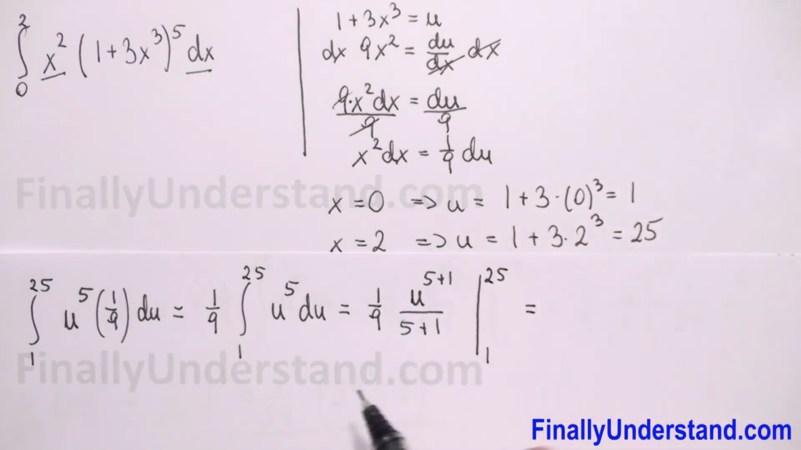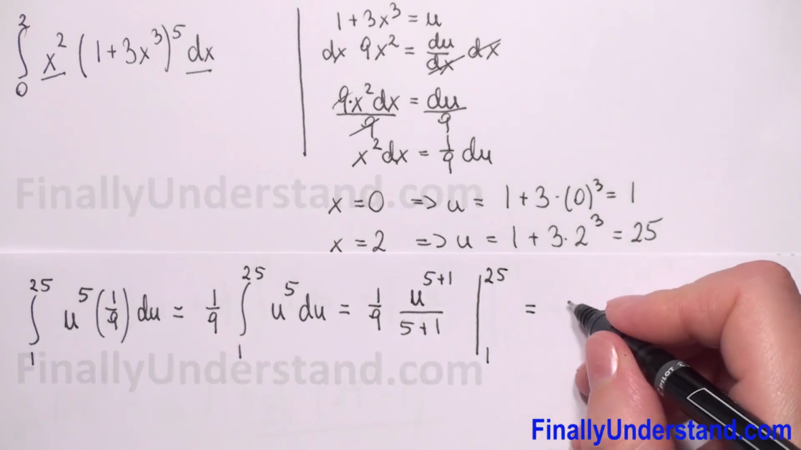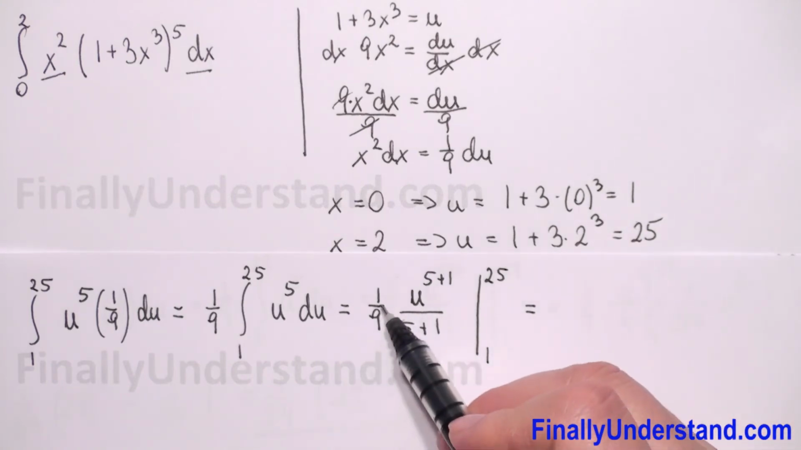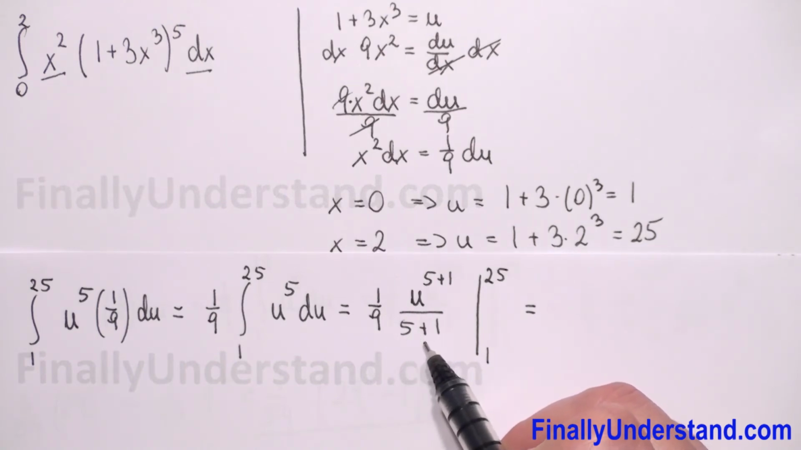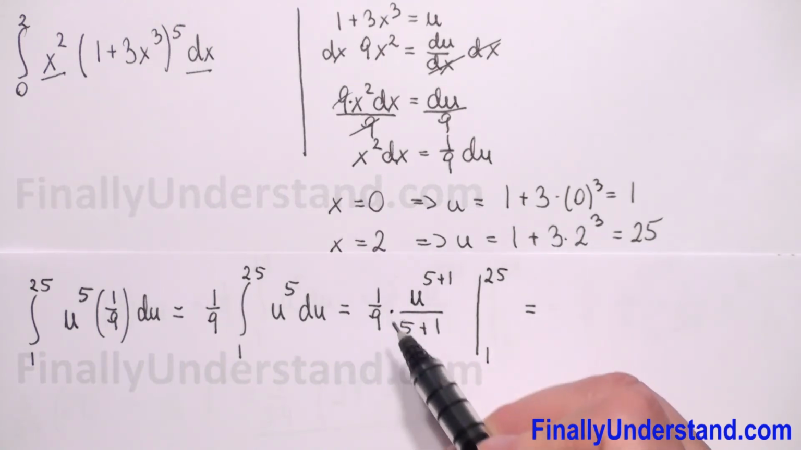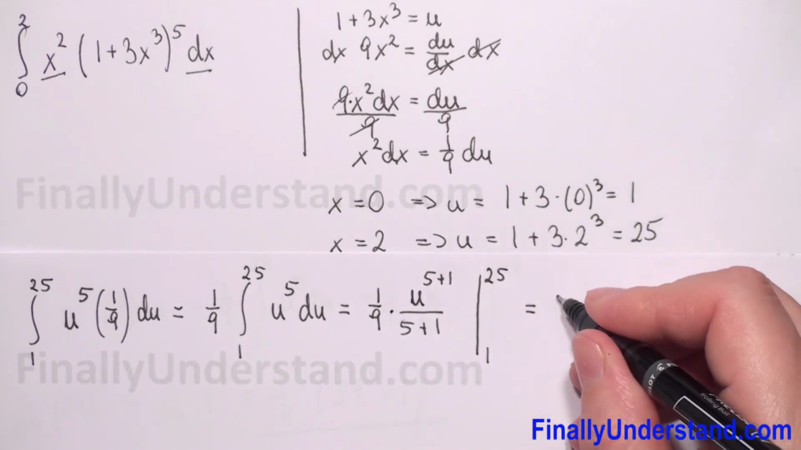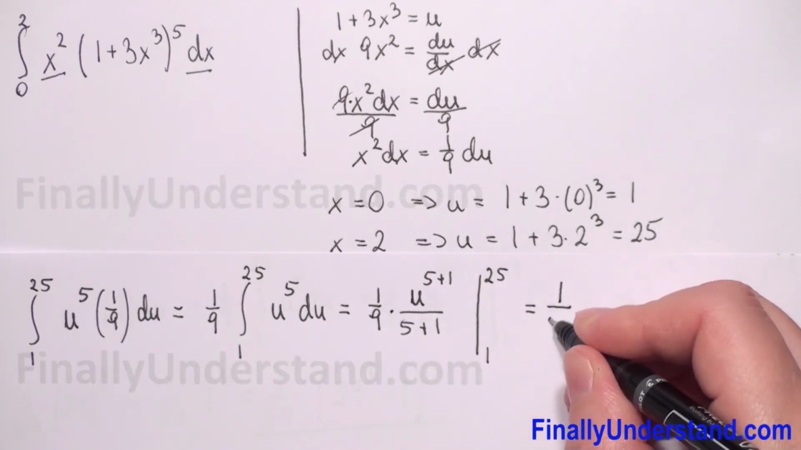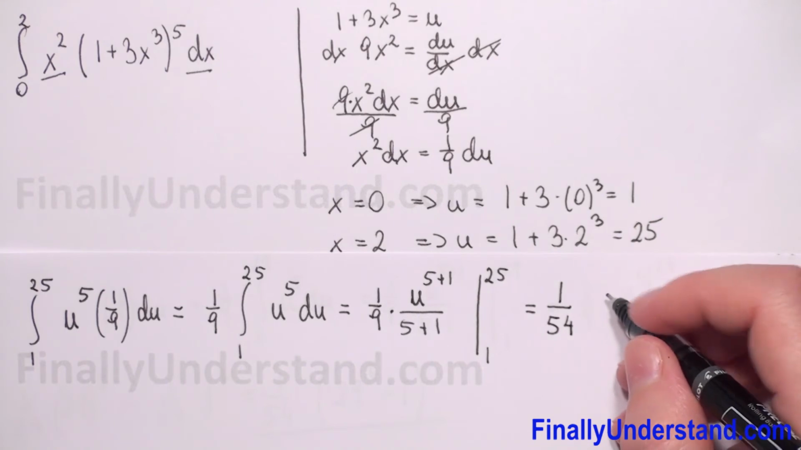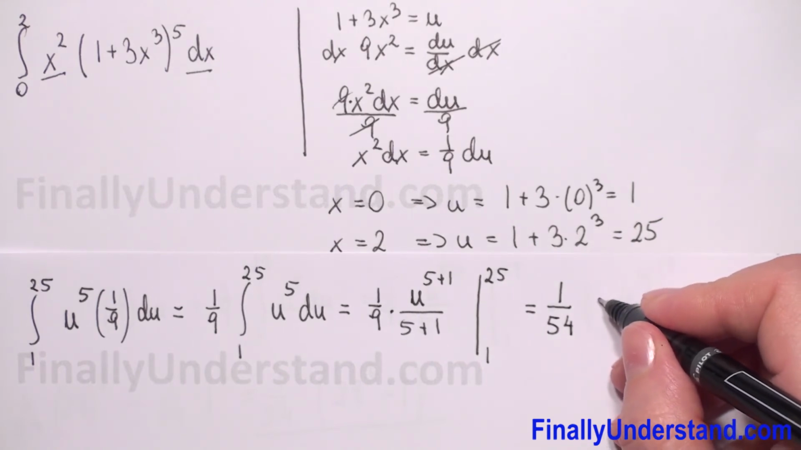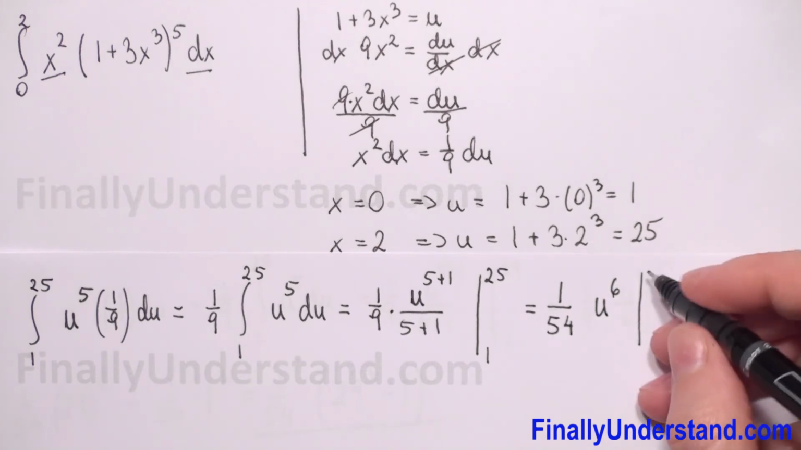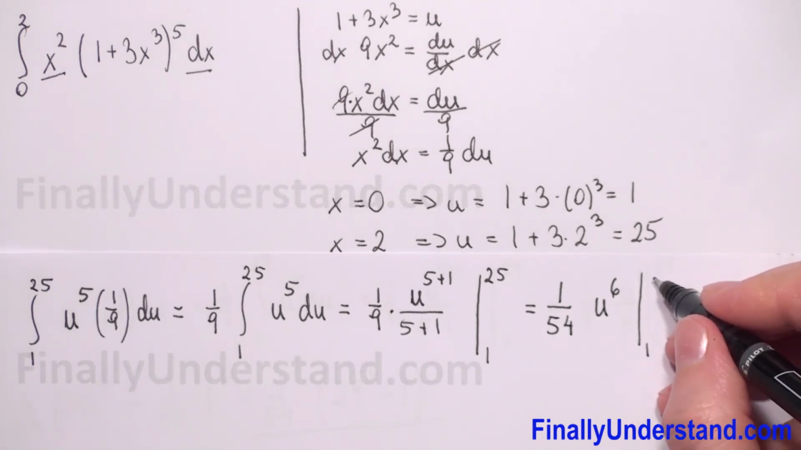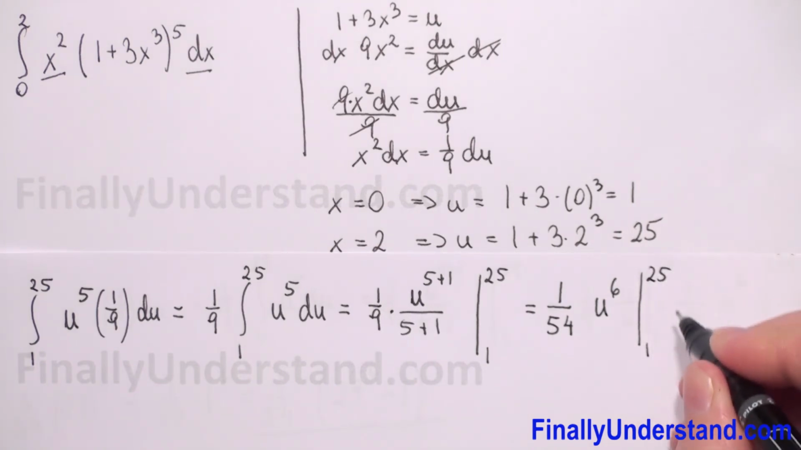This is equal to, first we can simplify. It will be 1 over 9 we have, and the denominator is 5 plus 1, which is 6. We have multiplication here. So 9 times 6 is 54. So we have 1 over 54, and we have u to the power 6, and we have limits from 1 to 25.